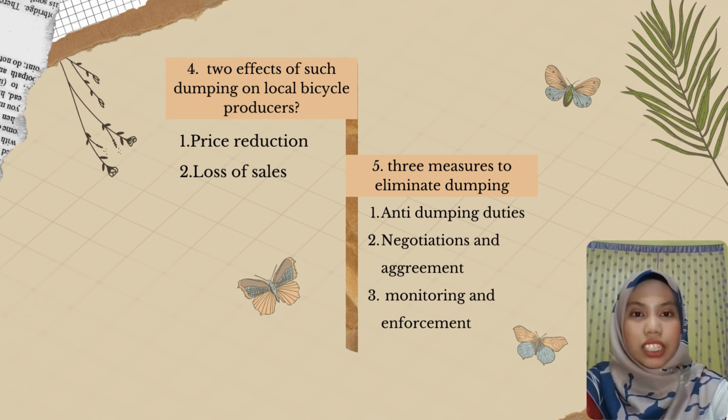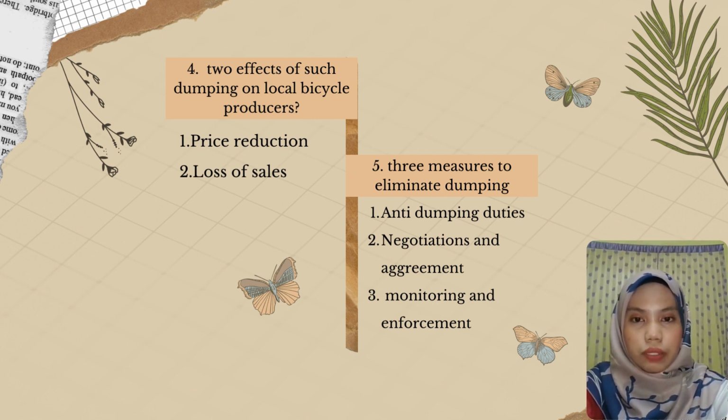Last question is 3 measures that the Malaysian government can take to eliminate dumping. Firstly is anti-dumping duties. The Malaysian government may impose anti-dumping duties on bicycles imported from the implicated nations. These duties would level the playing field and reduce the impact of dumping.